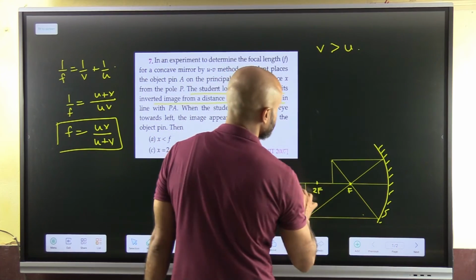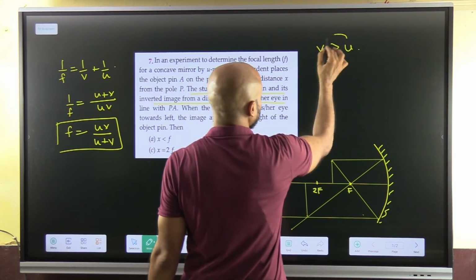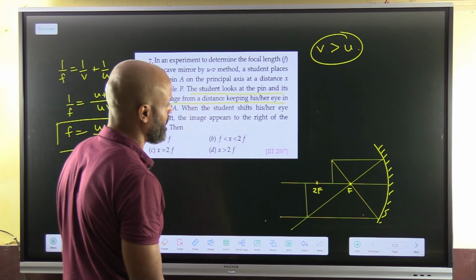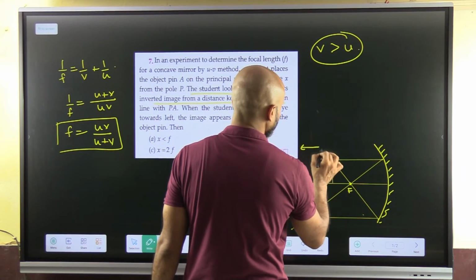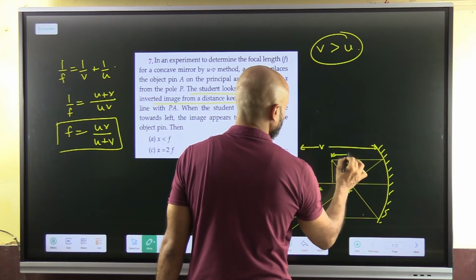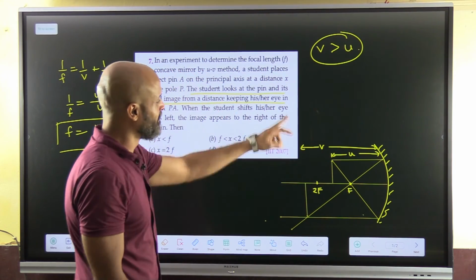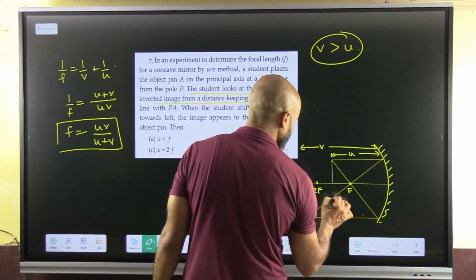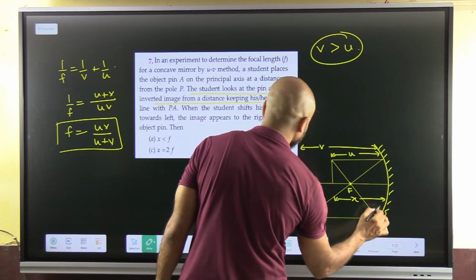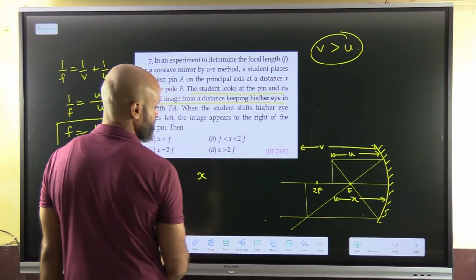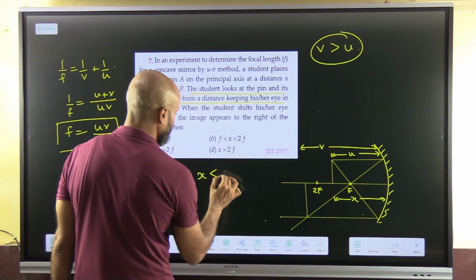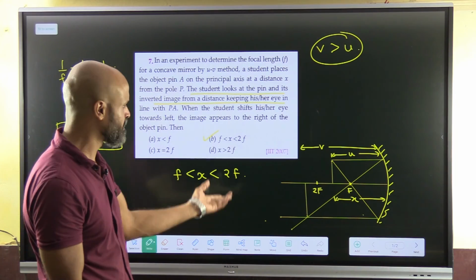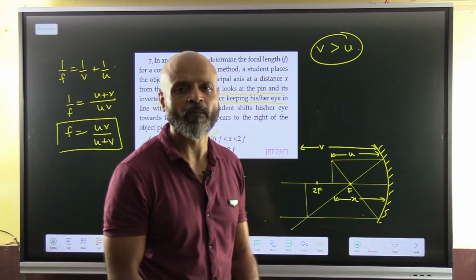So in this case v will be greater than u only when the object is placed between f and 2f. Let's say the object distance here is x. So this x is less than 2f and greater than f. This will be the simple choice here, just by the diagrams that we know about concave mirrors.